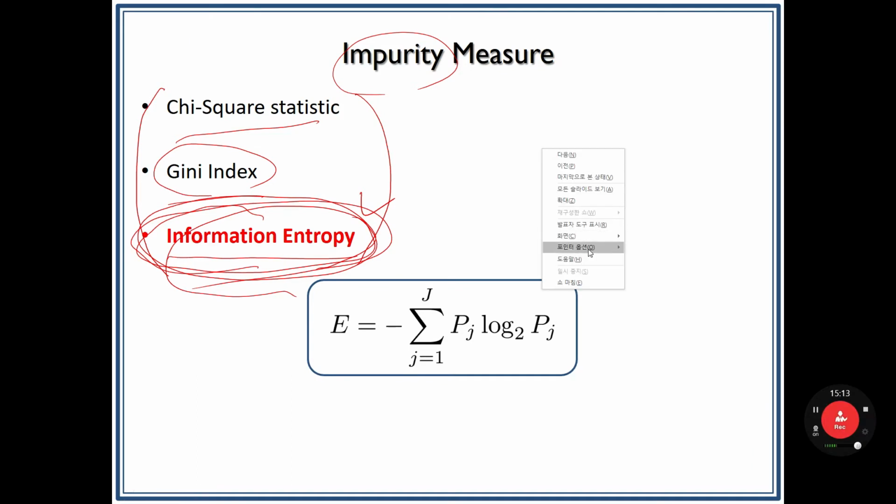And the information entropy is computed by this formula. Here E stands for entropy, and it is the summation of minus, this is just multiplication of -1, and summation of Pj log Pj. Here the Pj is the proportion of class J. So you can think of this as a probability or proportion of data.